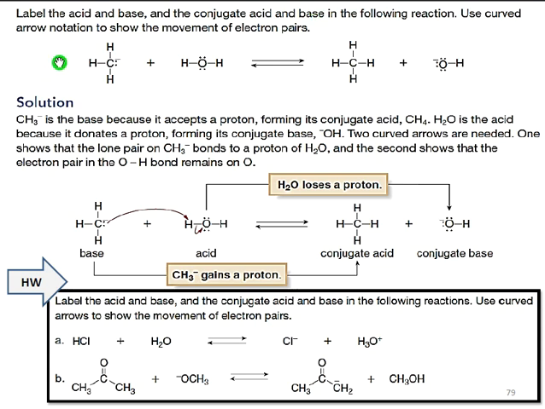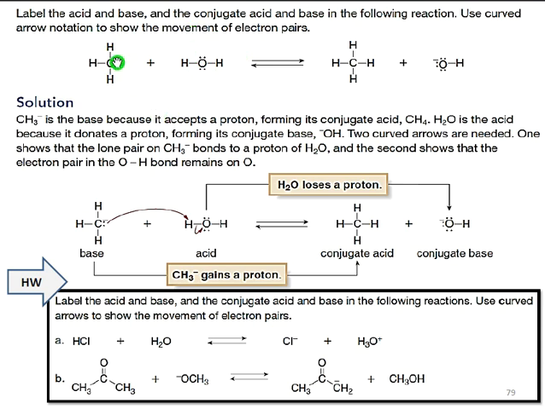And in this example it says label the acid and base, and the conjugate acid and base in the following reaction, and use the curved arrow notation. Now look at this reaction. If you look here, you will see the negative charge. The negative charge will always be a base, because of a pair of electrons. That means it will act as the base. That means this is the base, and the H2O can act as acid or base. If we have a base here, that means the H2O here will be the acid.